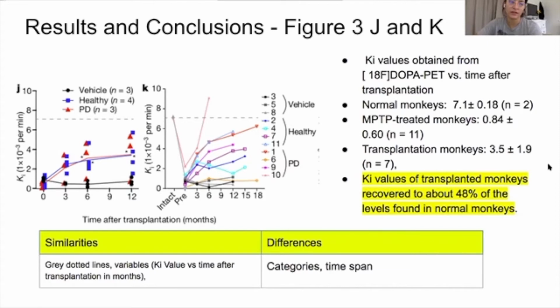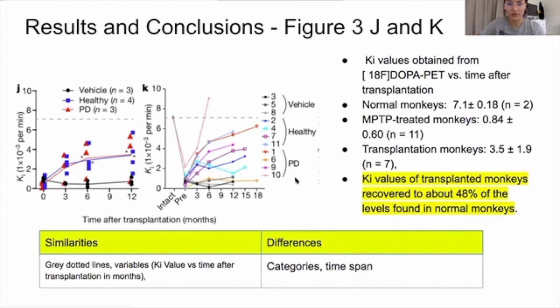On the left-hand side, they only input the data for 12 months versus the right-hand side, which goes up to 18 months. The categories of the monkeys differ as well. On the left, you can see the vehicle group, the healthy group, and the Parkinson's group. But on the right, you can see that all 10 monkeys are represented, from the 3rd to the 10th, and they're not in order, but they're color coded, and this is the key for it.